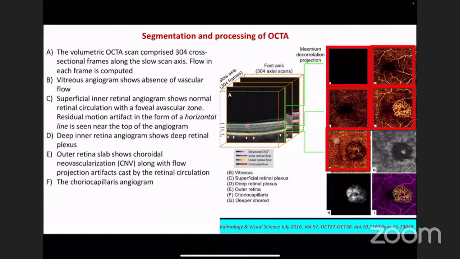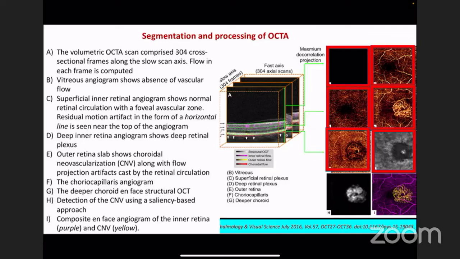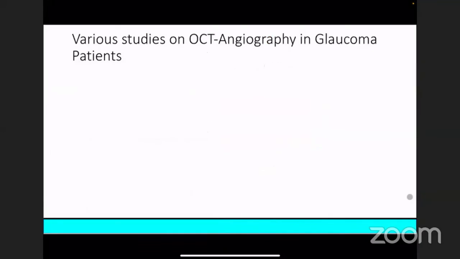And this is the choriocapillaris angiogram, and this is the en face structural OCT. And here we can see CNV has been very nicely highlighted in this saliency-based approach. And then this is a composite angiogram, where we can see the inner retina, which is purple in color. And here we can see the choroidal neovascular membrane very nicely highlighted in yellow.